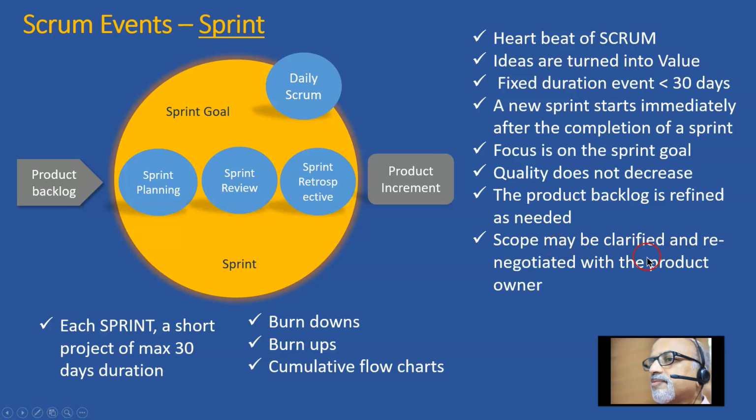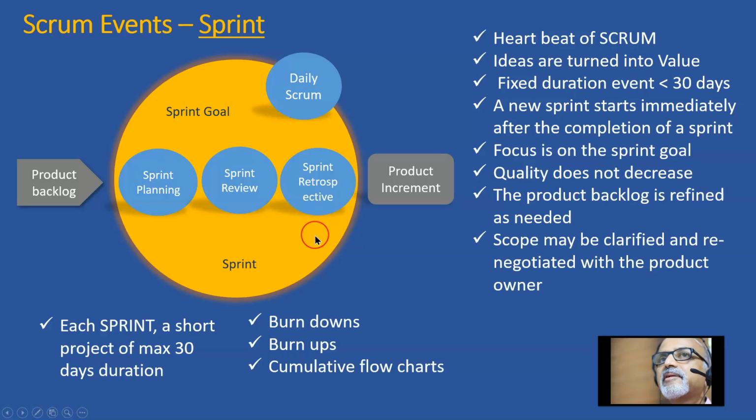Scope may be clarified and renegotiated with the product owner. That means when we plan a sprint, the product owner proposes saying that these are the features that must be taken up during the sprint. And if the scope is not clear enough to estimate that particular work, the team members are supposed to ask questions and get the scope clarified. Each sprint can be treated as a short project of maximum 30 days duration.